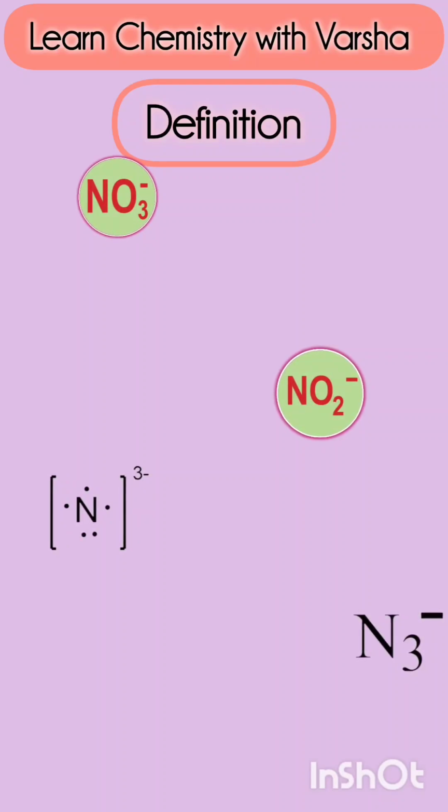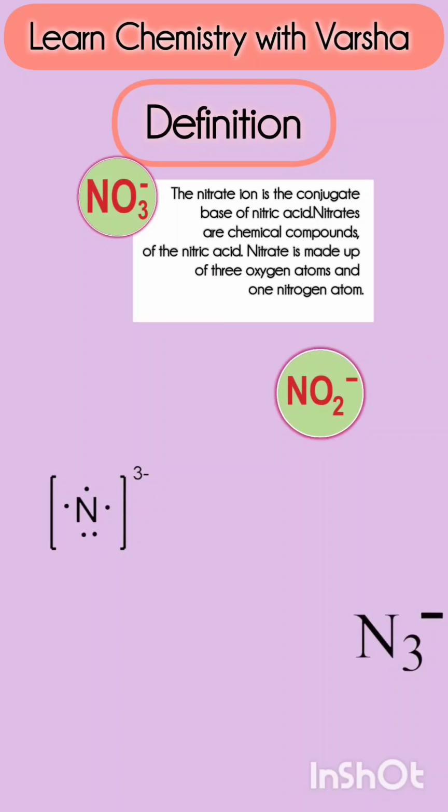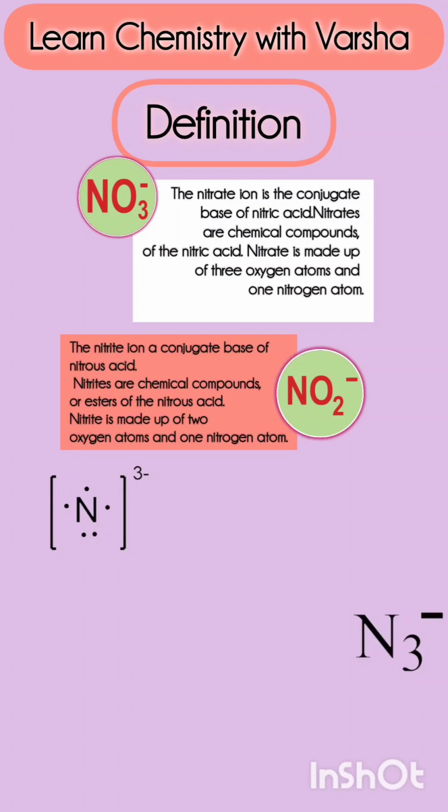NO3 negative, that is nitrate ion, is the conjugate base of nitric acid. Nitrates are chemical compounds of the nitric acid. Nitrate is made up of 3 oxygen atoms and 1 nitrogen atom. Second is NO2 negative. The nitrite ion is a conjugate base of nitrous acid. Nitrites are chemical compounds or esters of the nitrous acid. Nitrite is made up of 2 oxygen atoms and 1 nitrogen atom.